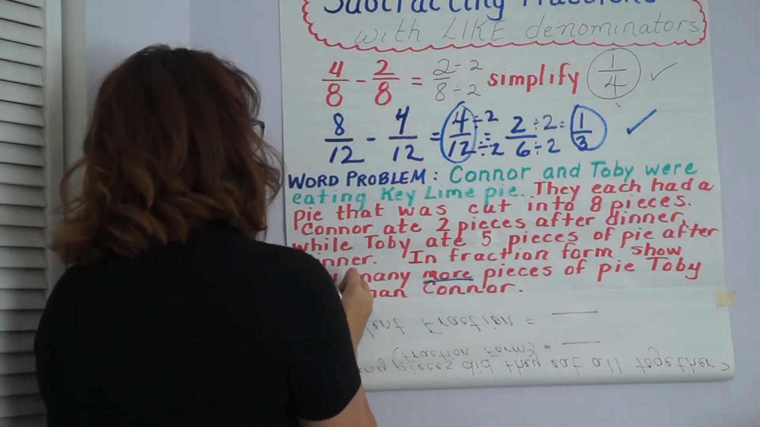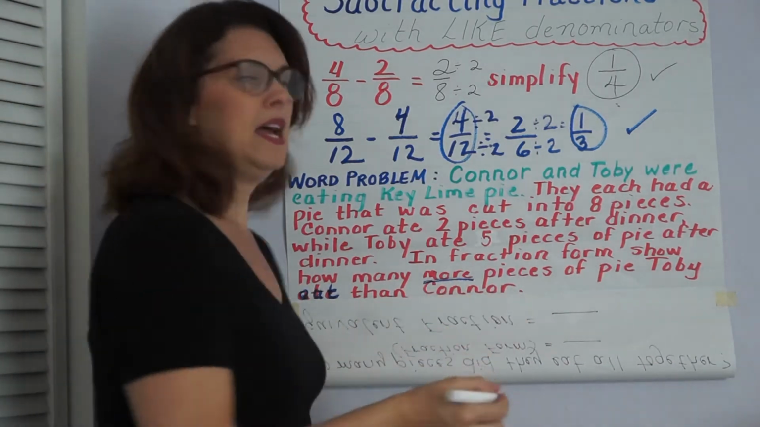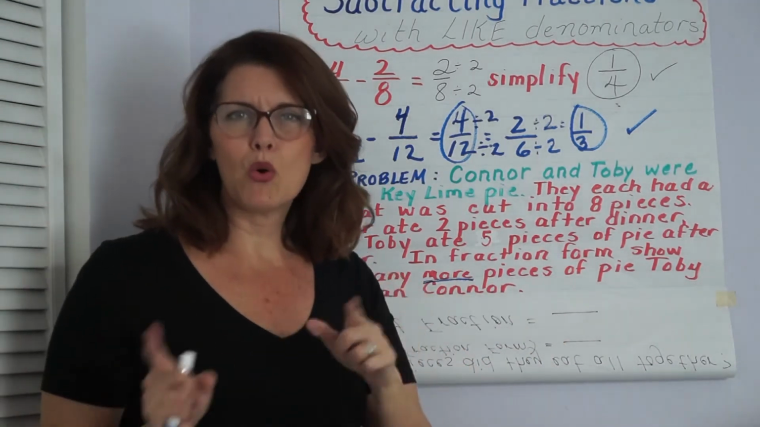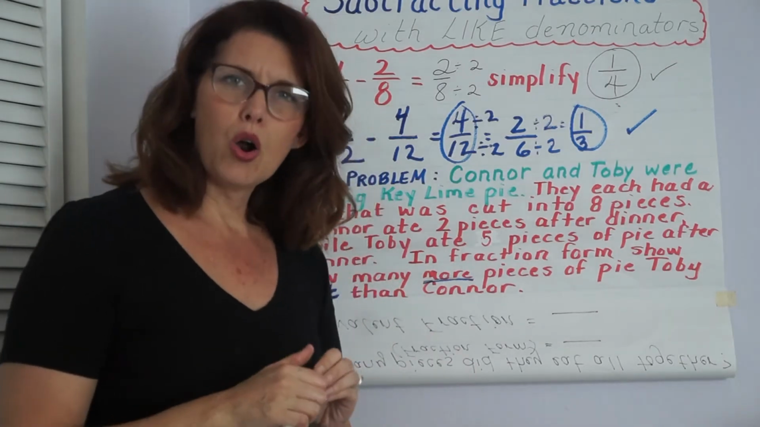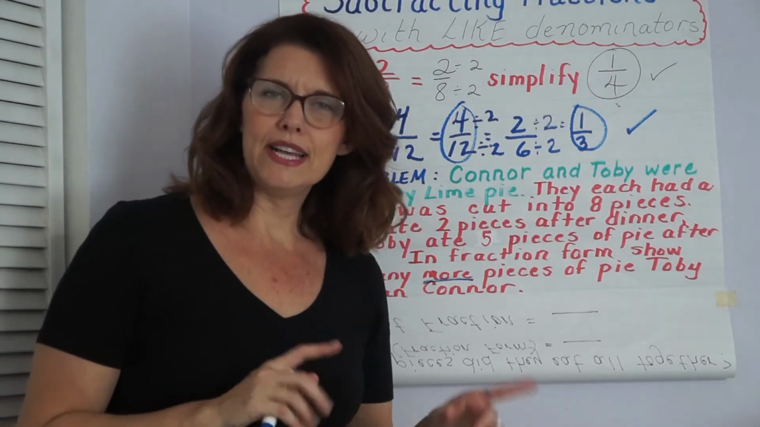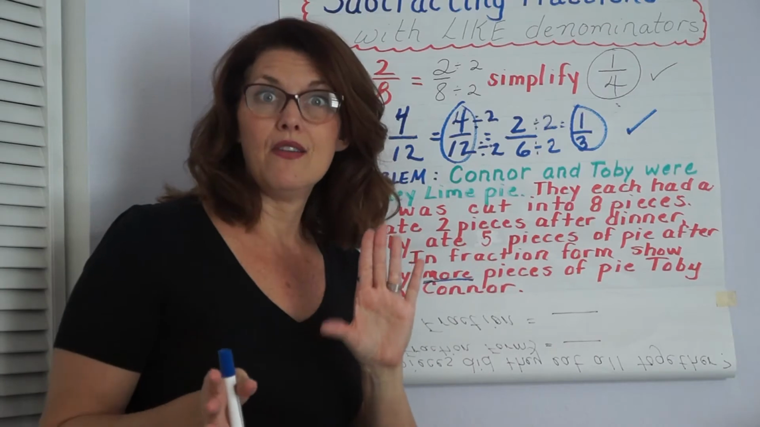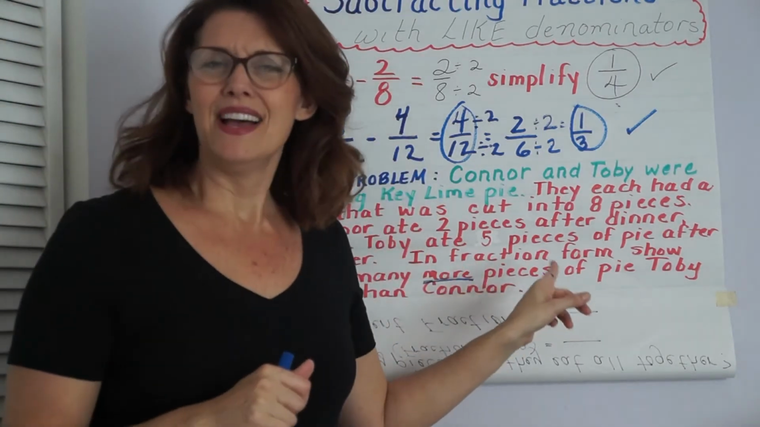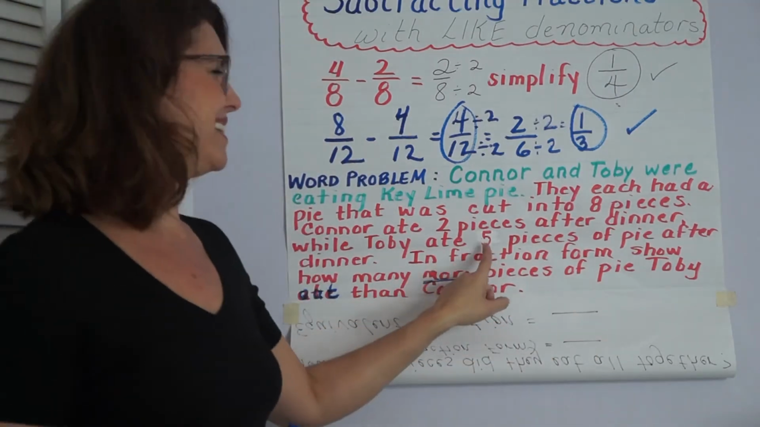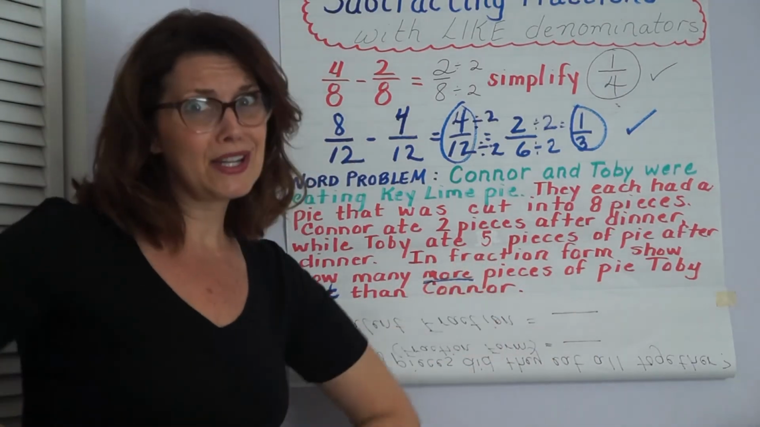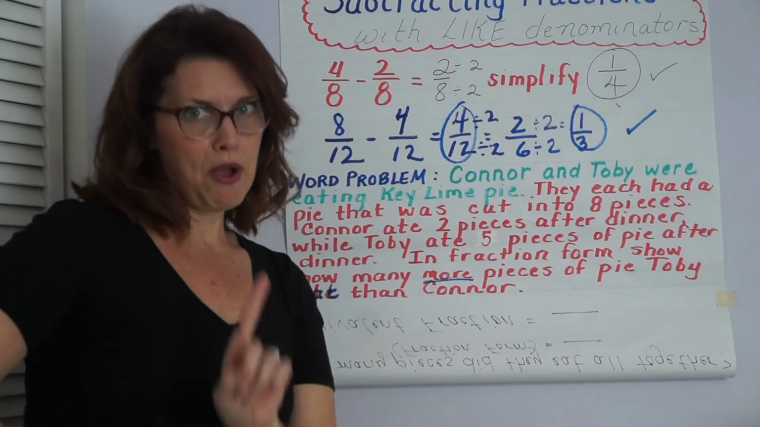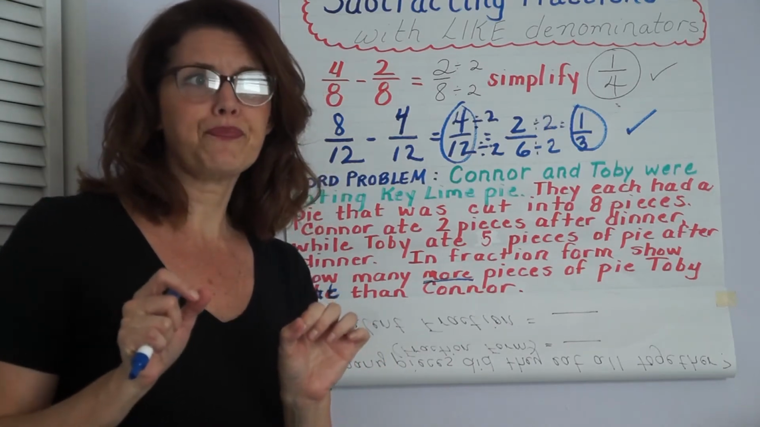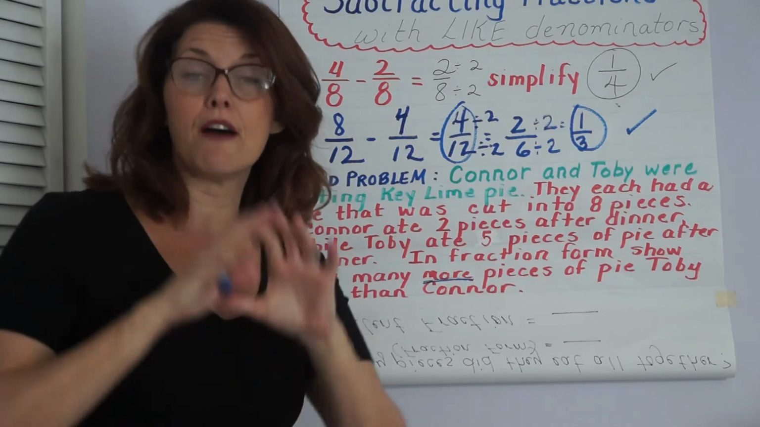eat than Connor, okay? So more than, when a word problem asks us to find more than, what type of math are we doing? Daniel, when they say find out more than, that's right, we are doing subtraction. So we are going to have to subtract these two numbers. Now you might look at this and say, duh, Ms. Rakowski, 5 minus 2, that's just 3. However, we're not just looking at pieces, we're looking at the fractions of the whole.